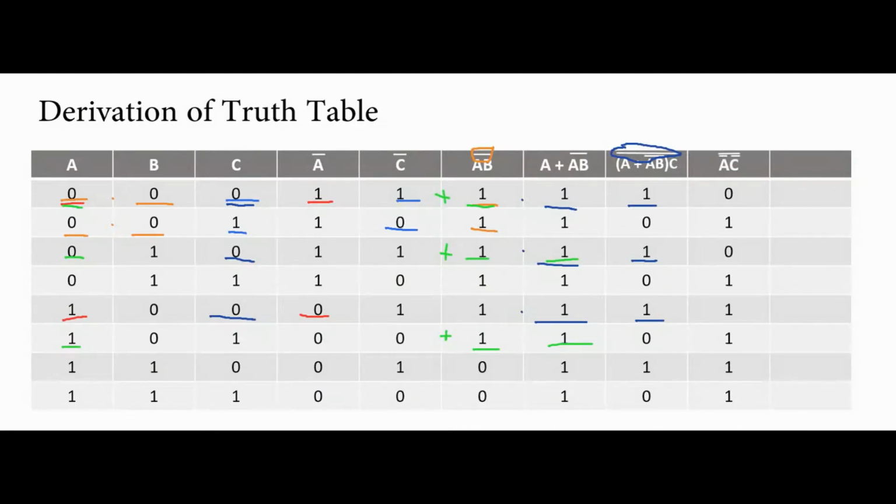For the next column, it is A bar ANDed with C bar. When A bar is equal to 1 and C bar is equal to 1, the answer would be 1. And since there is a complement in it, the result from 1 will be equal to 0. When A is 1 and C bar is equal to 0, the answer would be 0. Complementing it, the result from 0 is now equal to 1. Repeating the process.